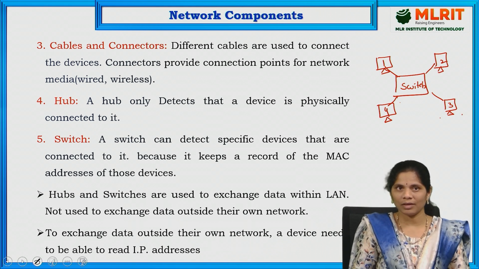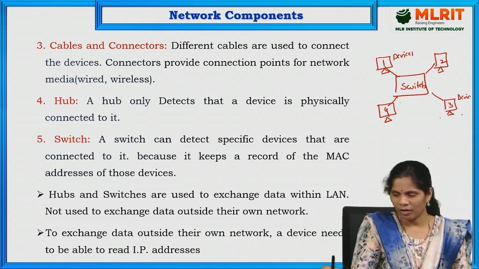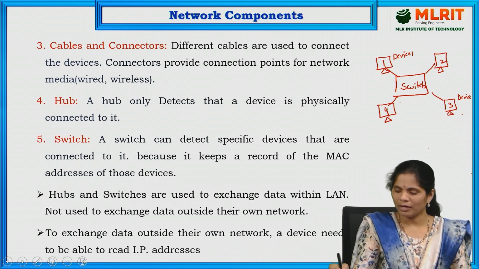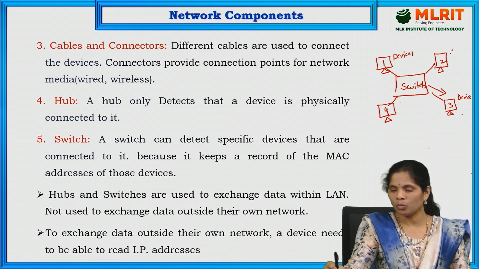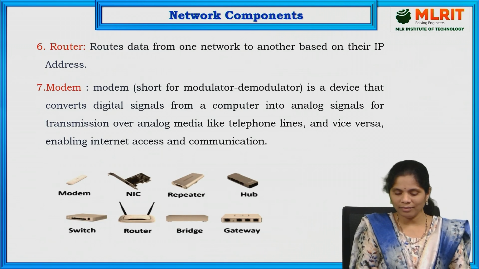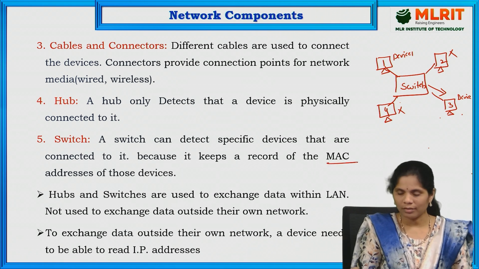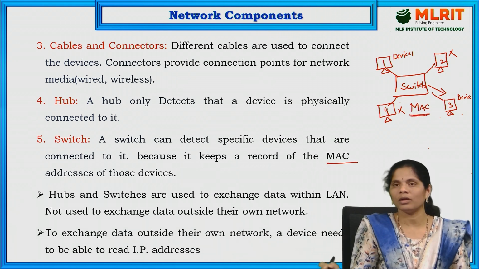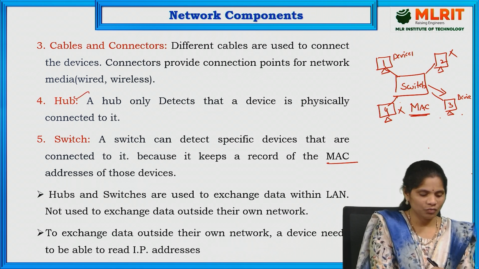But in this case, whatever data I send from device 1 to device 3 goes through the switch. So that data is sent to this particular destination only. It is not sent to 2 and 4, because the switch has the MAC addresses. That's why it sends the data only to the destination address. That is the difference between hub and switch.